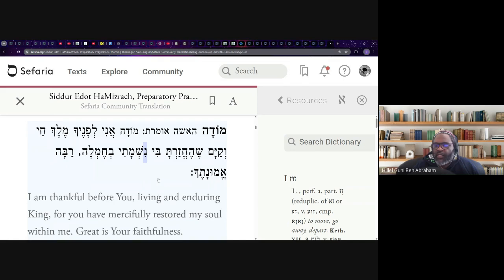So let's read this prayer. I've taken 2 hours of your time this morning. I apologize, but I think we learned something. Now let's read this prayer. I want you to listen to me, and then we're going to read together as a group.